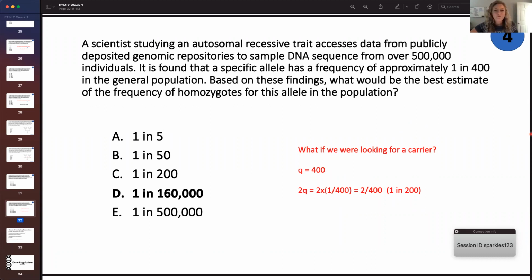And then also, if you just think about it logically with these, there's going to be fewer people affected than there are carriers. So if you ever get stuck and you think, okay, there's not going to be 1 in 5 people affected if there's only 1 in 2, you look at the carriers versus the affected people, and you should be able to at least rule out some of your answers there.